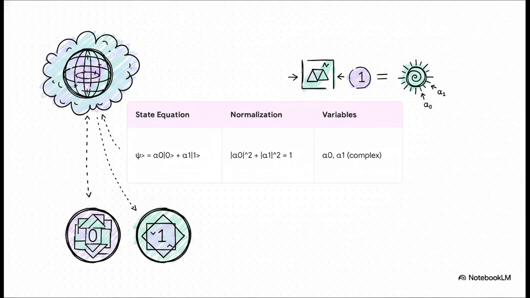To figure out the actual probability of measuring a 0 or a 1 in the physical world, you have to take the absolute square of these complex numbers. And since the qubit must absolutely exist in some state, their absolute squares have to add up to exactly 1. We call this inescapable rule the normalization condition.